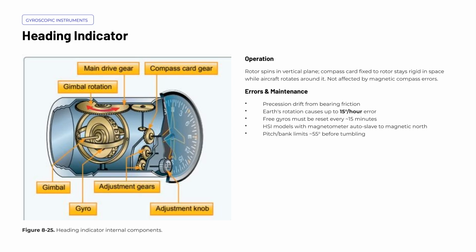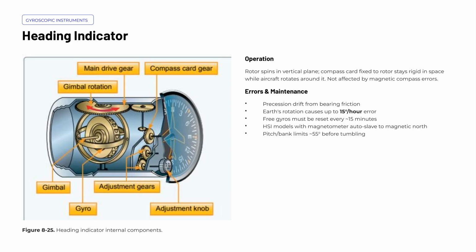However, heading indicators do have known error sources you need to understand. Bearing friction causes precession drift over time, and the rotation of the Earth itself can introduce up to 15 degrees of error per hour. For this reason, free gyro heading indicators must be cross-checked and reset against the magnetic compass approximately every 15 minutes during flight. More advanced horizontal situation indicator models, or HSIs, incorporate a magnetometer that continuously slaves the gyro to magnetic north automatically, eliminating the need for manual resetting.